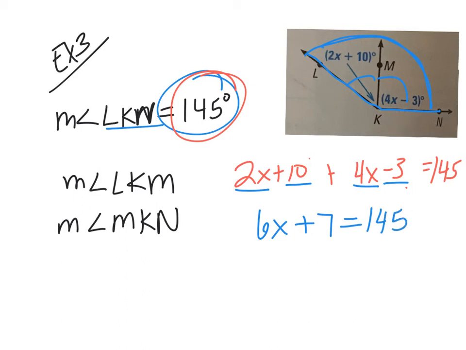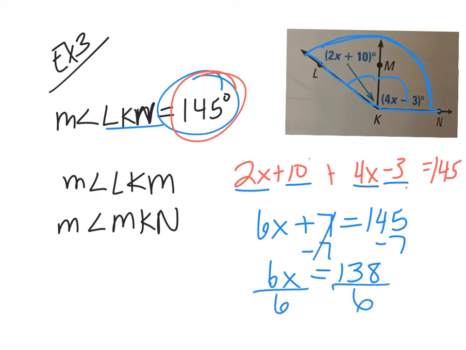So now to get x by itself, this is plus 7, so I'm going to subtract 7. I'm left with 6x on that side. 145 minus 7 is 138. And then I divide by 6. Divide by 6. That's gone. I'm left with x equals, what's 138 divided by 6? 23. So now we know that x equals 23.